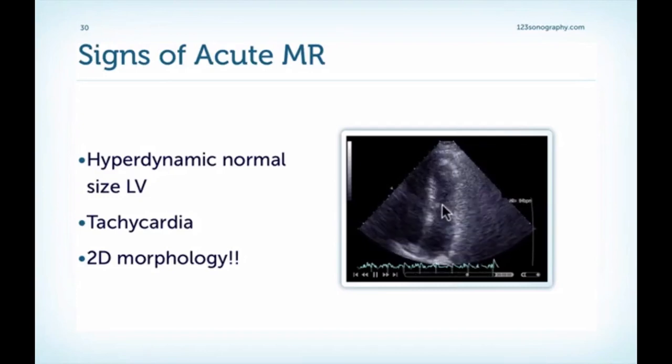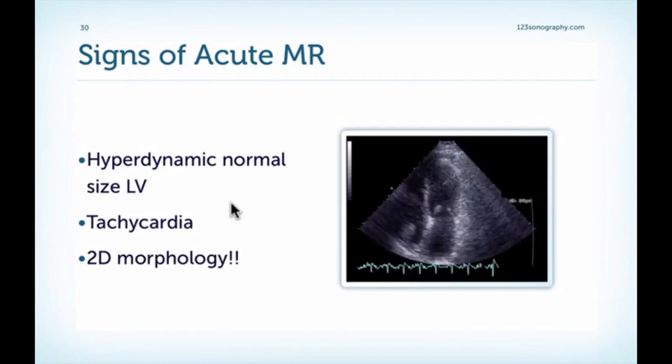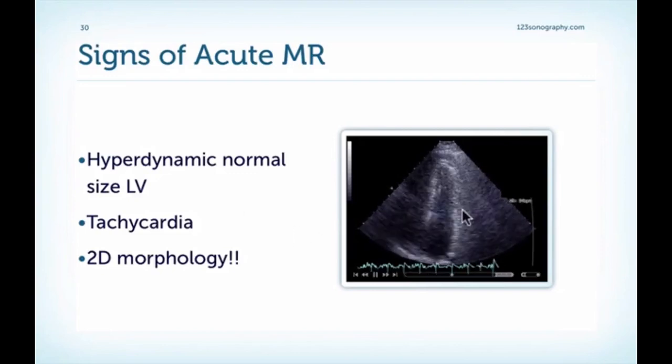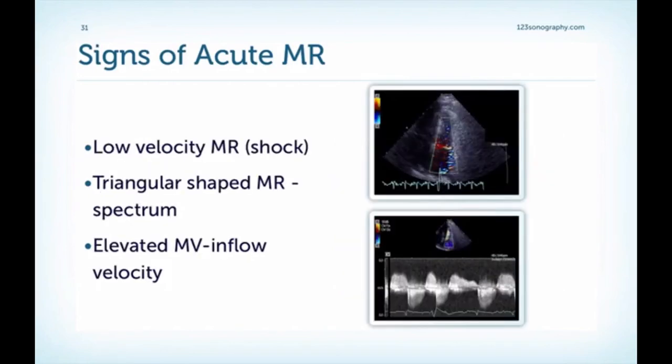Other features include the morphology of the mitral valve. If you directly see the flail leaflet or a papillary muscle rupture, then it makes the diagnosis even more easy. In this case, it was not really possible to directly visualize the problem on the valve, but with the help of color Doppler and continuous wave Doppler, everything was clear.